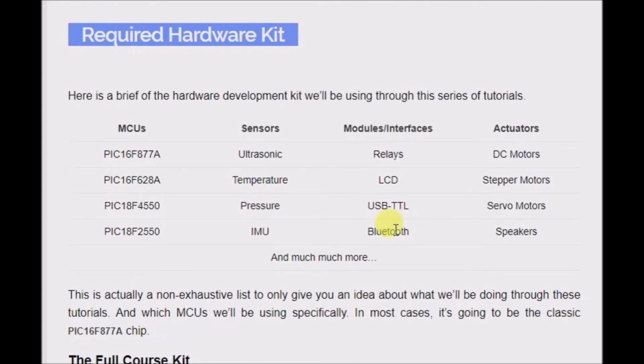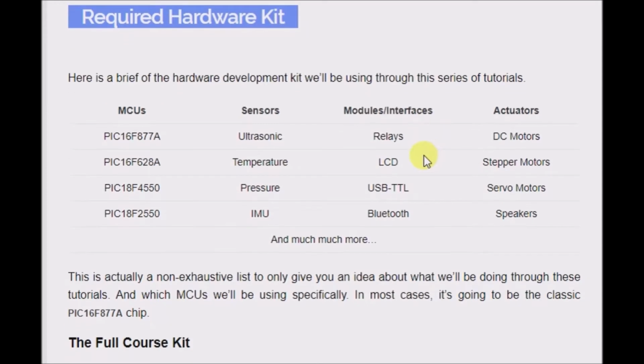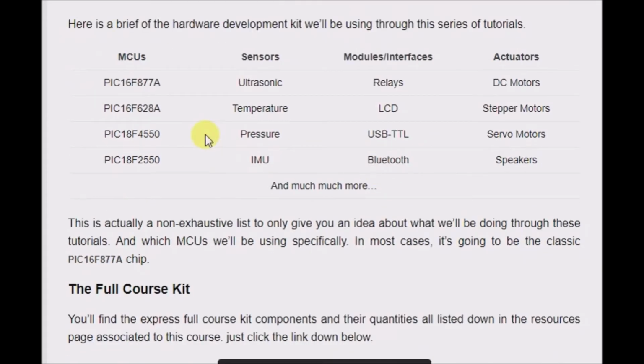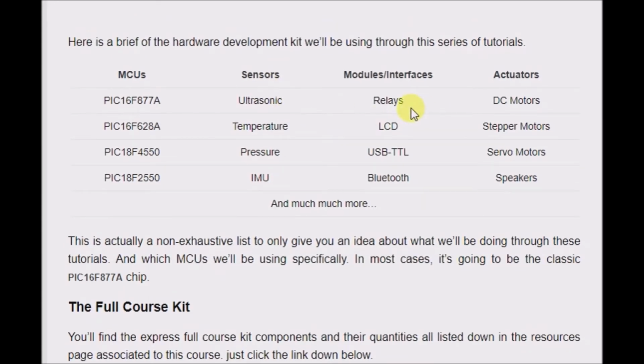Required hardware kit. Here is a brief of the hardware development kit we'll be using through this series of tutorials. MCUs: it's got the PIC 16F877A. Sensors: ultrasonic, temperature, pressure, IMU. Modules: relays, LCD, USB-TTL, Bluetooth. Actuators: DC motors, stepper motors, servo motors, speakers. This is actually a non-exhaustive list to only give you an idea about what we'll be doing through these tutorials.